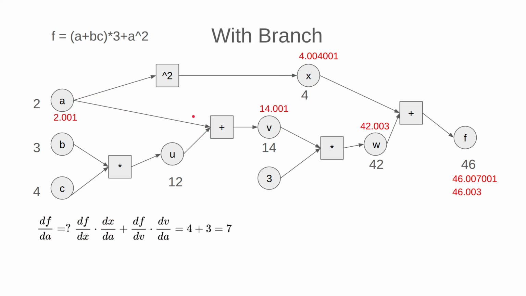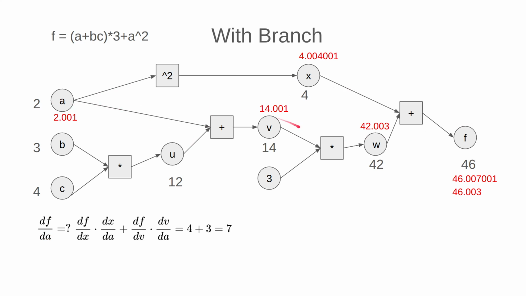If we have more than two branches, we need to consider all branches and sum the gradient of every branch to have the true value of the differential gradient of the variable a here. Okay, so this is the easy part. We need to consider both branches.